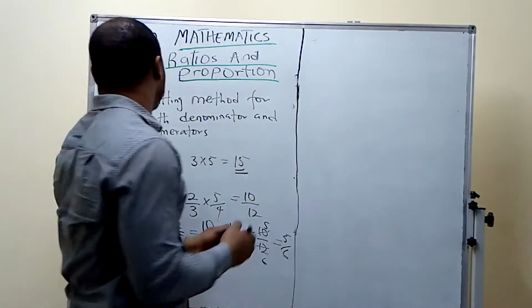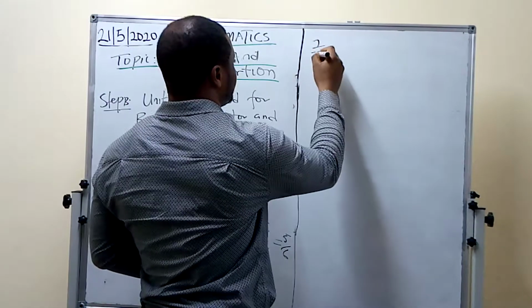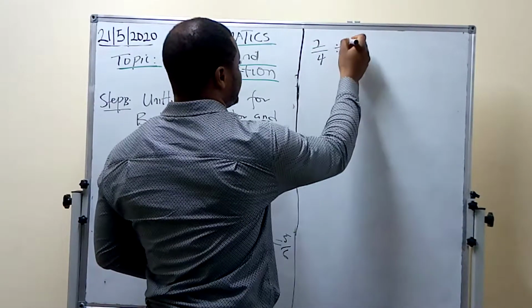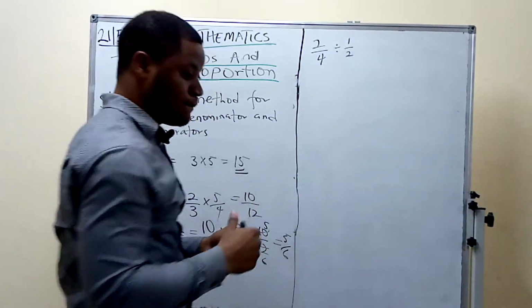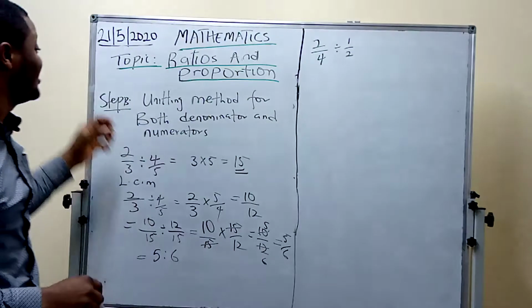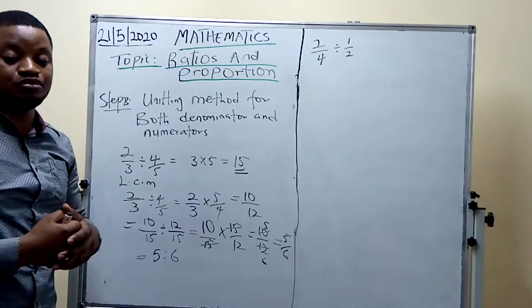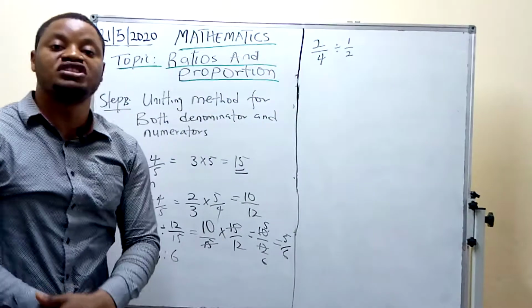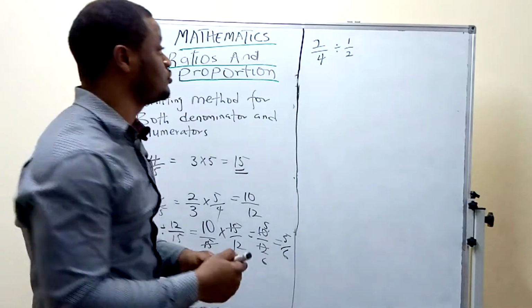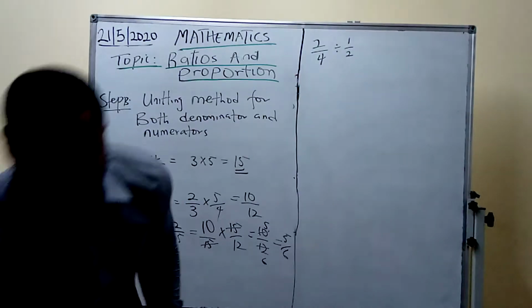Now, let me give another example from this. We are given 2 over 4 divided by 1 over 2. Now, we are going to use both steps here again for this same example, both steps from this same example before we proceed to the proportion.